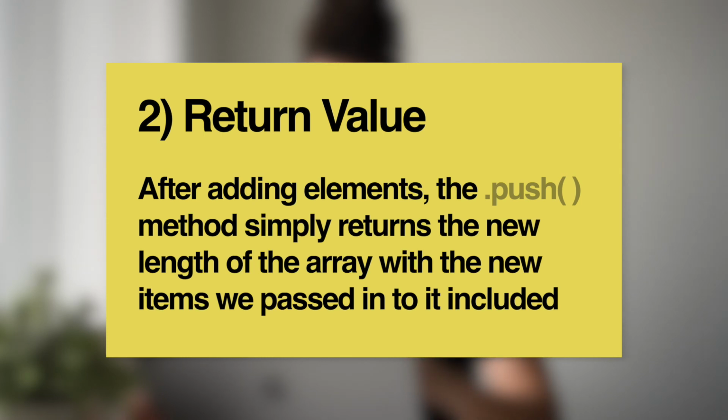Number 2 is the return value. After adding elements, the push method simply returns the new length of the array with the new items we passed into it included. So this can be useful if you want to keep track of how many elements are in an array after the addition.